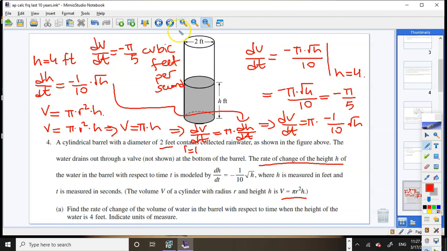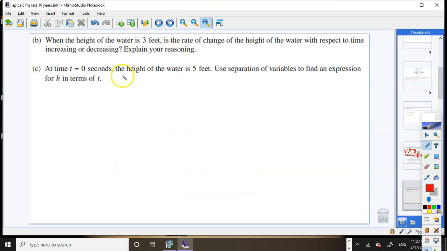Okay, so let's move on to part B. In part B we're being asked this question: when the height of the water is 3 feet, is the rate of change of the height of the water with respect to time increasing or decreasing? In this case we are focusing on the rate of change of dH/dt, which means we're going to take another derivative with respect to time of dH/dt.